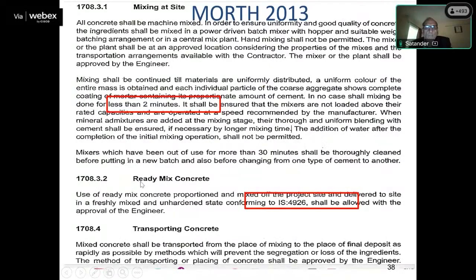Correct, sir. So now, what is the time of mixing? 2 minutes. As per 1708.3.1, for normal concrete, we should take 2 minutes mixing time, not less than that. IS 4926 you should follow. You cannot do volume batching. Only within 30 minutes; a mixer that has stood more than 30 minutes shall be thoroughly cleaned and ejected. Transporting also must be done up to the initial setting time.